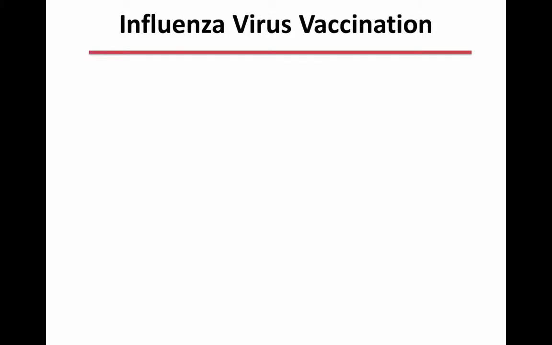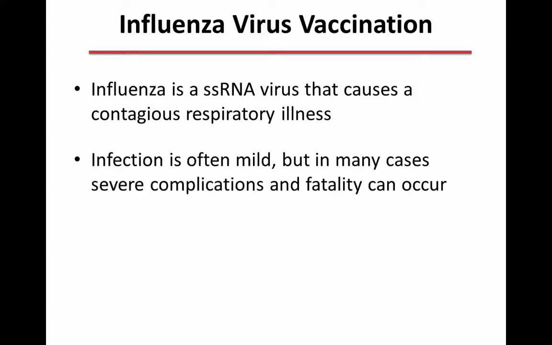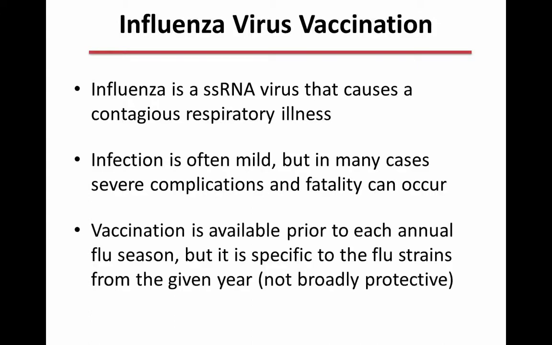It's very seasonally appropriate to be talking about influenza right now, in the midst of flu season here. And as many people know, this is a single-stranded RNA virus that causes a common contagious respiratory illness. And the infection can range from causing very mild symptoms to some cases where severe complications and even death can occur. Thankfully, a vaccine is available prior to each year's flu season, and right now is the time to get one if you haven't yet.